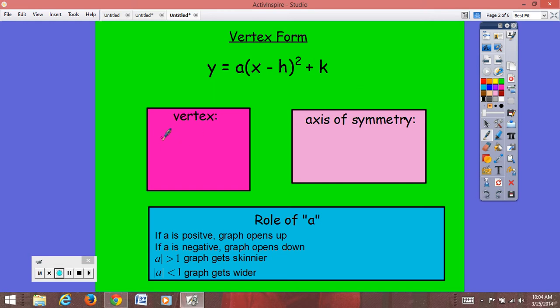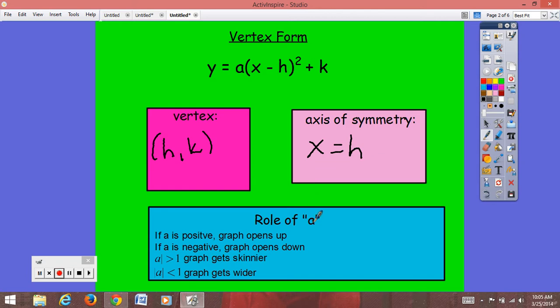And h and k are actually our vertex. Our vertex is at the point (h, k). So h is our x value and k is our y value. And just like in standard form and factored form, our axis of symmetry is the same as the x value of our vertex. So our axis of symmetry is at x equals h.